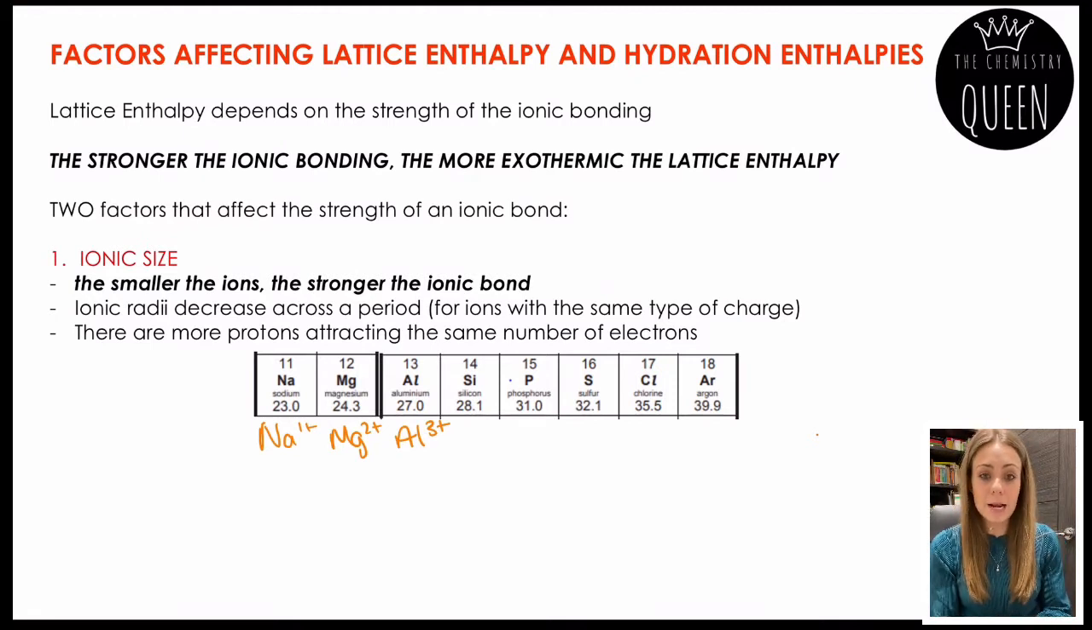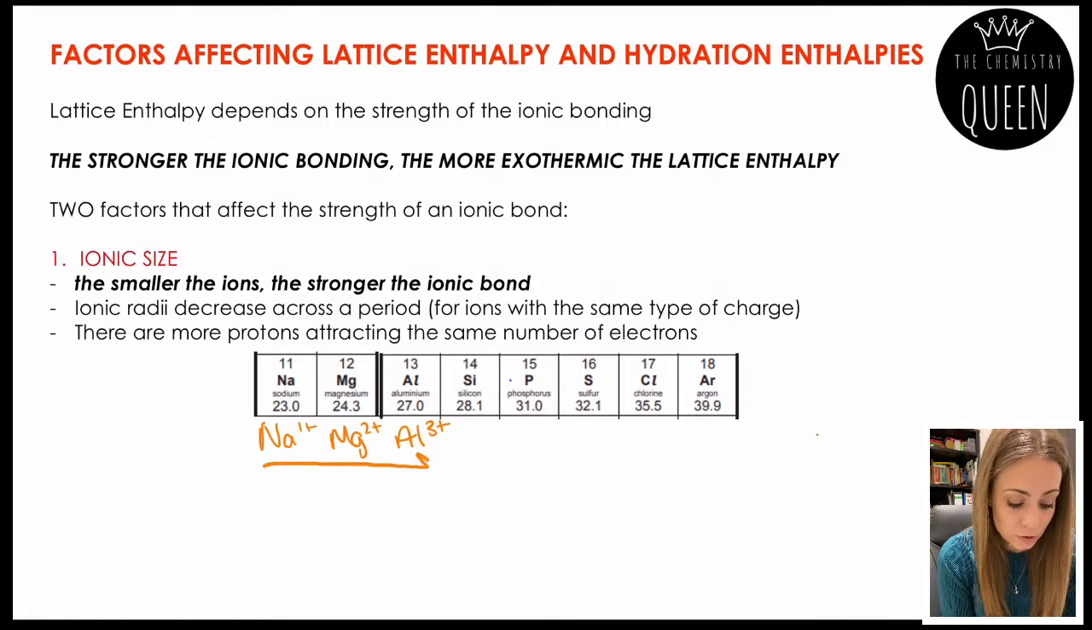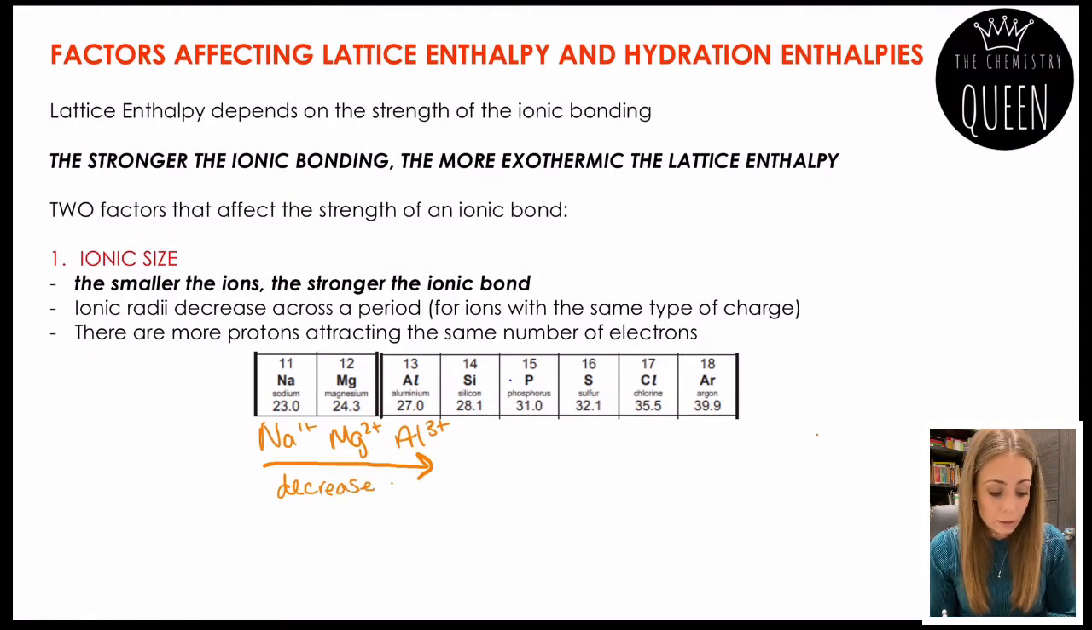However, aluminium has more protons than sodium and magnesium. So the protons in aluminium will attract the electrons more strongly because there are more protons, bringing those electrons closer to the nucleus. Hence why the ionic radii will decrease. So from sodium to aluminium, the ionic radii will decrease. Now we will address the negative ions.